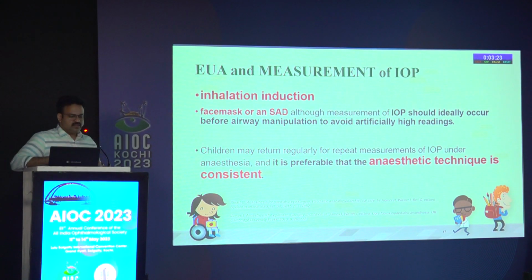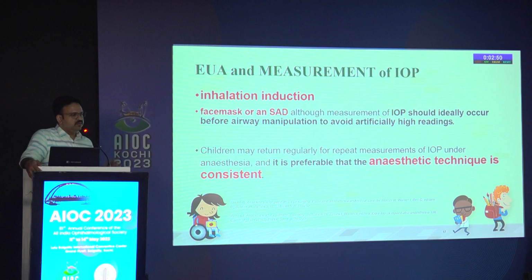Coming to individual surgeries, I will brush through all the individual surgeries and individual anesthesia problems, like the EUA, the examination under anesthesia and the measurement of intraocular pressure. Most of the kids used to come to us with these kinds of procedures. So we prefer inhalational induction rather than giving IV drugs. And we use a face mask to keep the baby under the anesthesia. And we tell the ophthalmologist to measure the IOP before the airway manipulation or before giving any other induction agent.